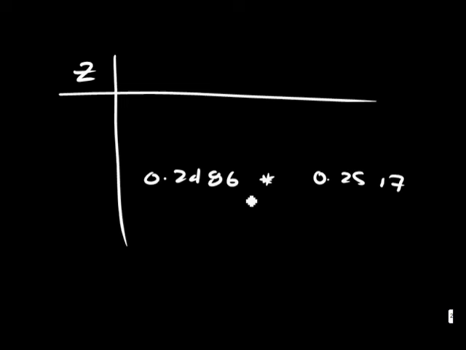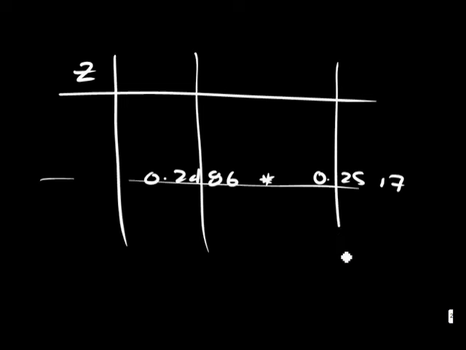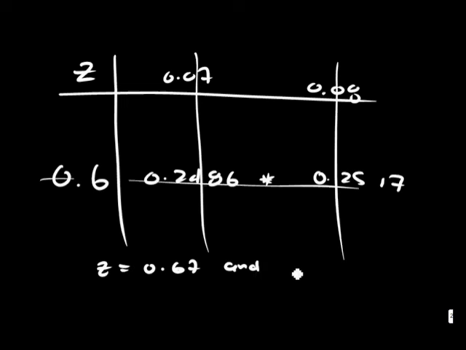So if we find the z-scores that are represented here, we can take the mean, which is they're both in the 0.6 row. This is the 0.07 column, 0.08 column. So the z-scores are really 0.67 and 0.68. 25% is approximately between these two numbers.